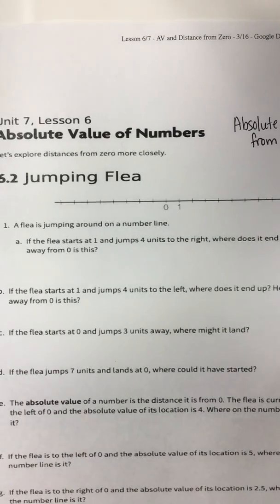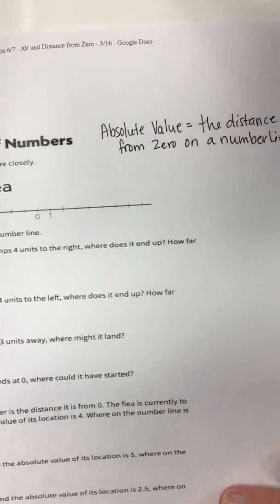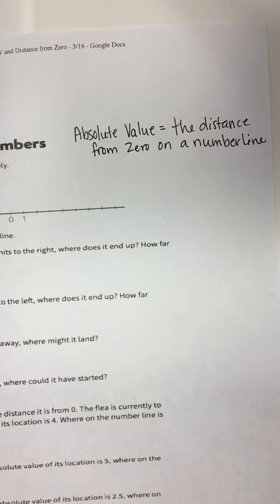I'm going to go ahead and give you the lesson 6, absolute value of numbers. Please take a minute to make sure that you get the definition of absolute value. That is the distance from 0 on a number line. What that means is if you have a negative or a positive number, it's how many jumps or skips or hops it will take you to get there. So again, please make sure that you get that definition.